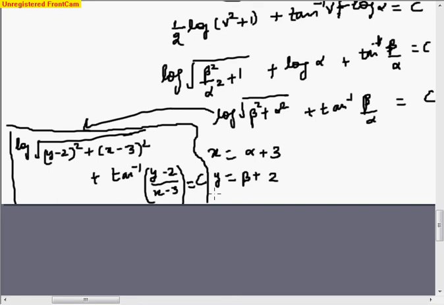Okay, next thing, we'll do that case when a upon a dash is equal to b upon b dash.